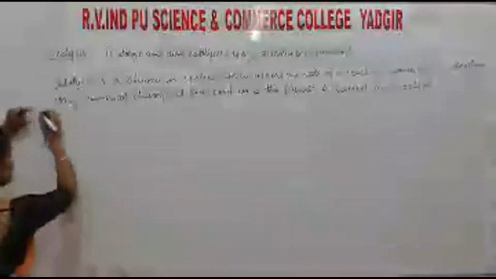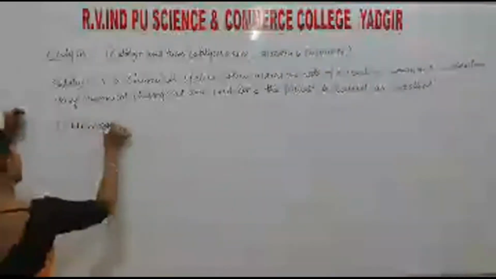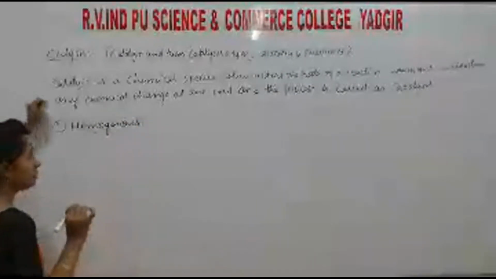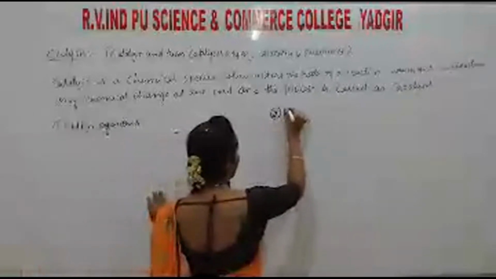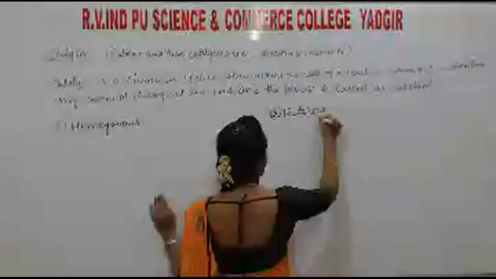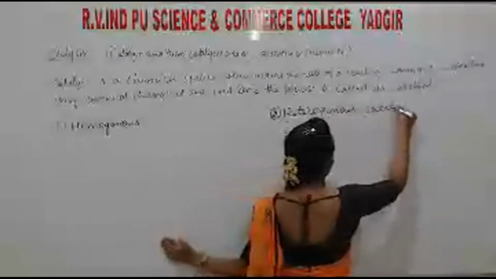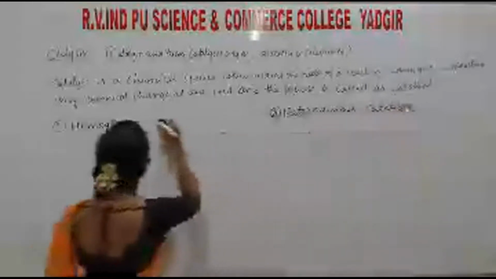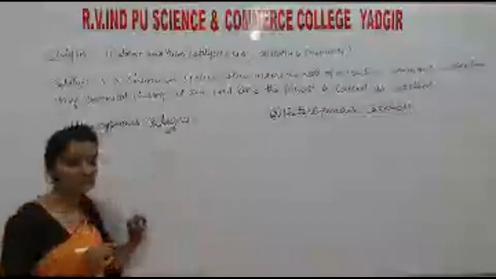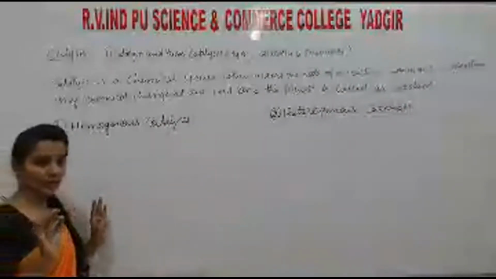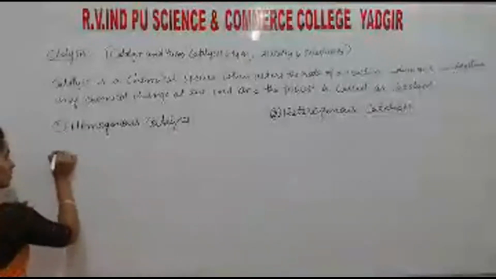So in this catalysis, two types are there. I'll explain. The first one is homogeneous catalysis. Another one is heterogeneous catalysis. So students, listen. I'll take an example here. Then you can easily understand what this is.